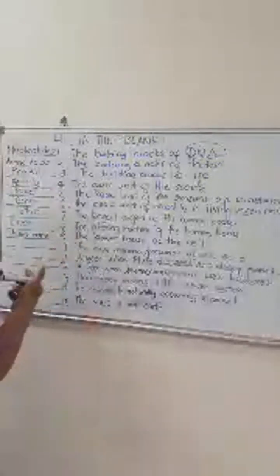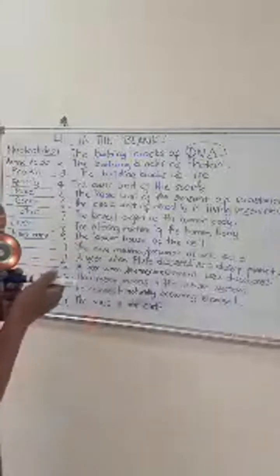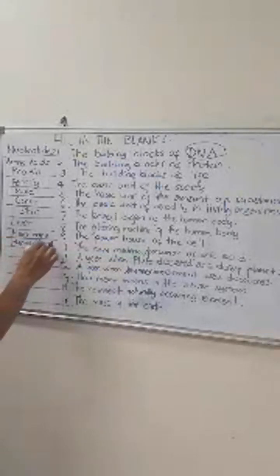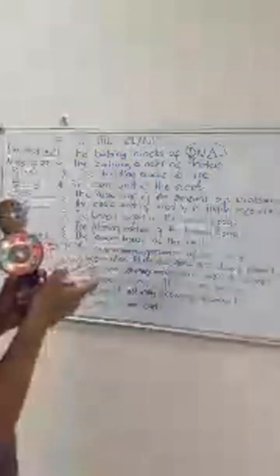So number 10, the raw material and precursor of uric acid is purine. Purine, okay? C5H4N4.